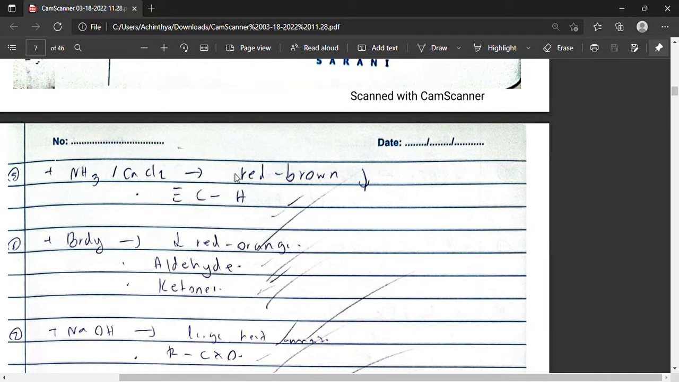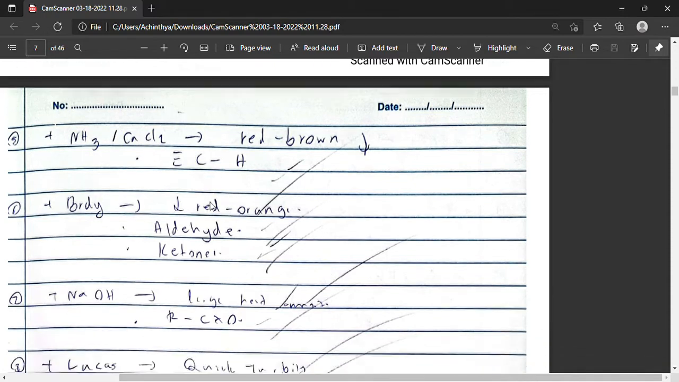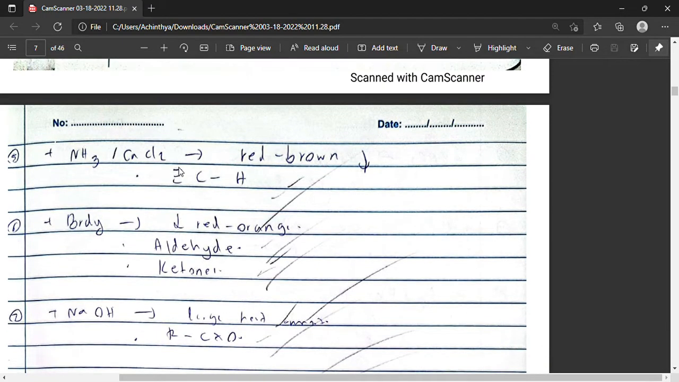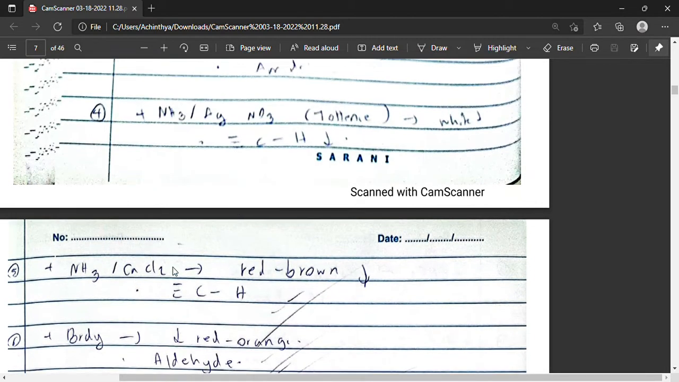If a red-brown precipitate is produced after adding ammoniacal copper chloride, Cu2Cl2 actually, apologies, then we get a terminal alkyne. That is a test for a terminal alkyne. This is another great way of identifying a terminal alkyne other than Tollens reagent.